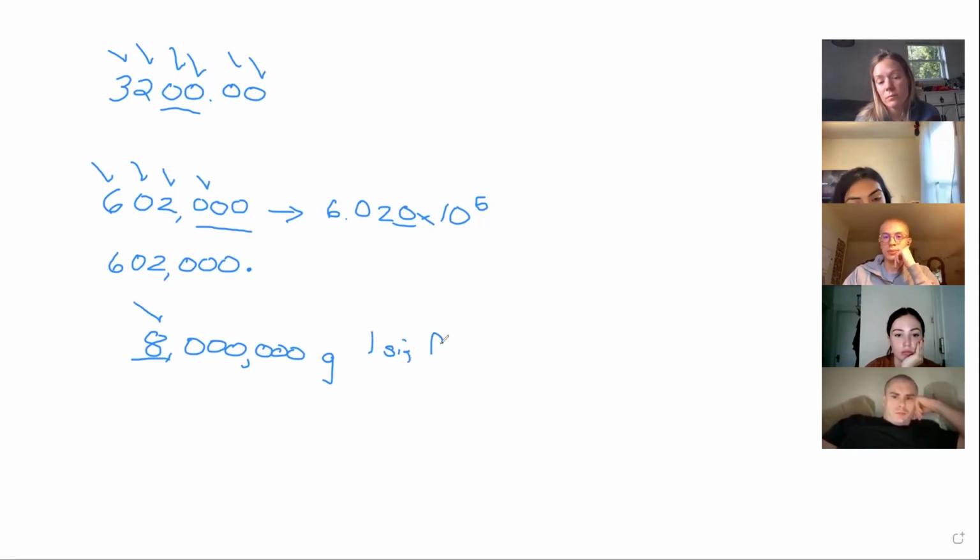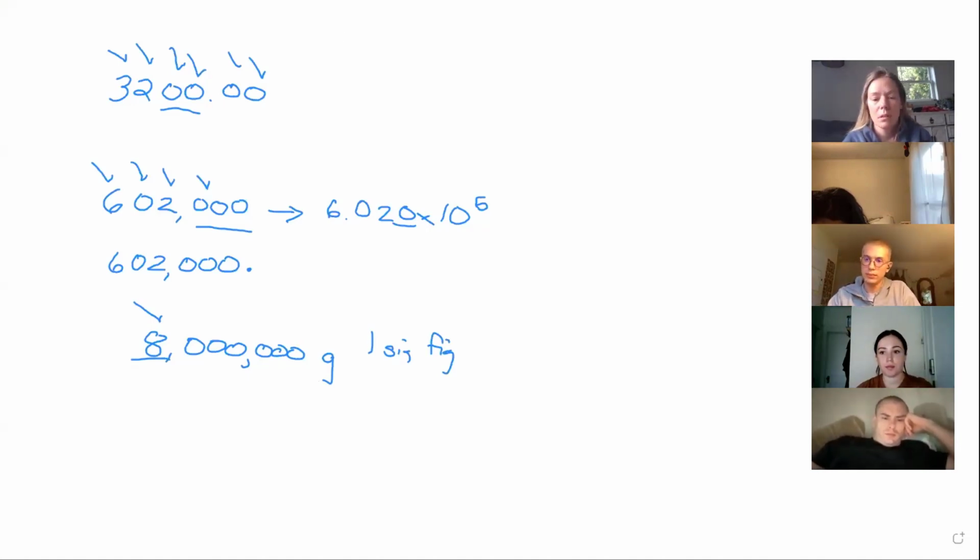The last rule: leading zeros, zeros to the left of the first non-zero number. So any numbers that are in front of the meat of the number are not significant. All they're doing is serving as a location for the decimal point. So this is something you'll see when you're working with decimal numbers.